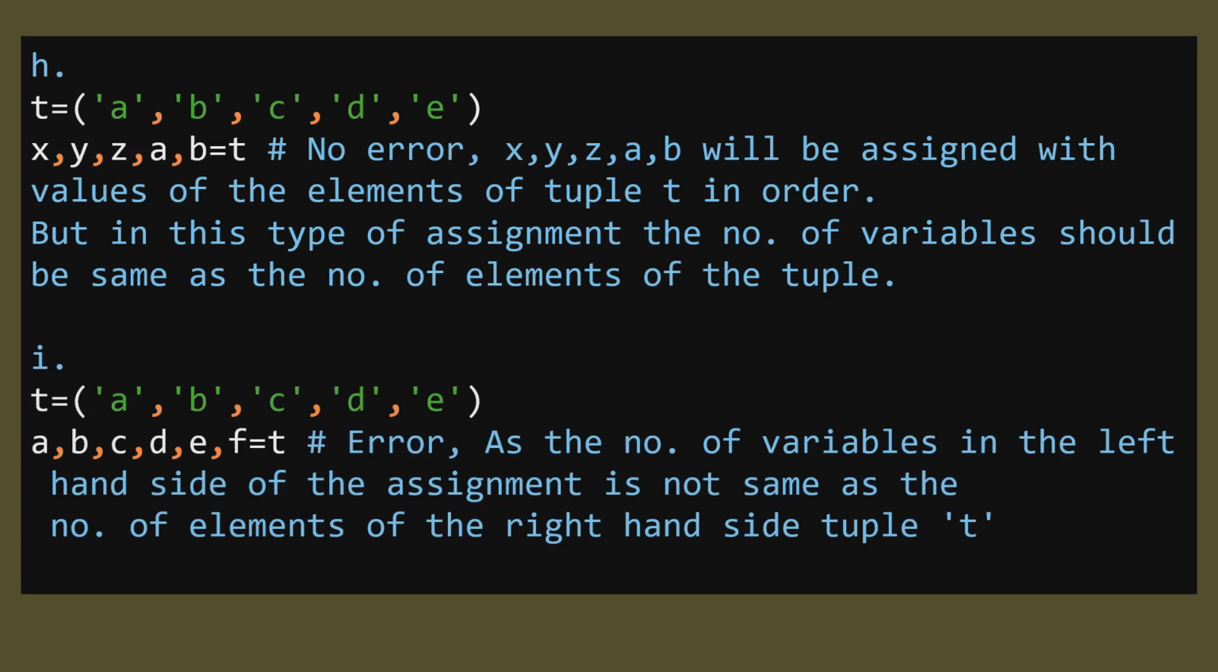The next question uses the same tuple, but here you can see the assignment is like this: a, b, c, d, e, f = t. So this code will give you an error, because on the left hand side there are 6 identifiers, but in this tuple t there are 5 values. So there will be a confusion in the assignment, because the number of identifiers or variables is not the same as the number of values on the right hand side. So this is going to give you an error.